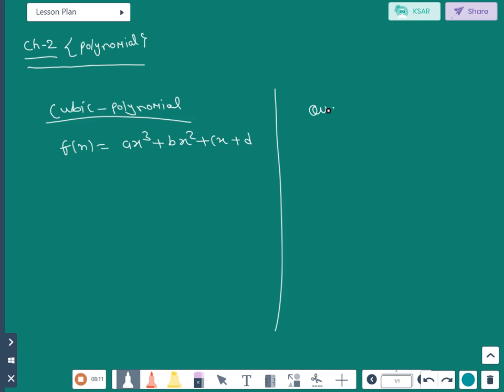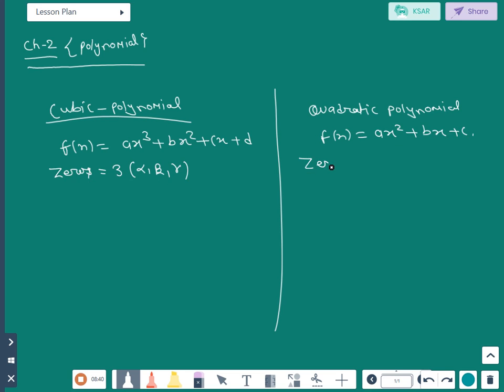And here we will write down the quadratic polynomial: f of x equals ax square plus bx plus c, where a, b, c are real numbers. Now in a cubic polynomial the number of zeros is 3. The first zero is alpha, the second is beta, and the third is gamma. In the quadratic, the number of zeros is 2, alpha and beta.